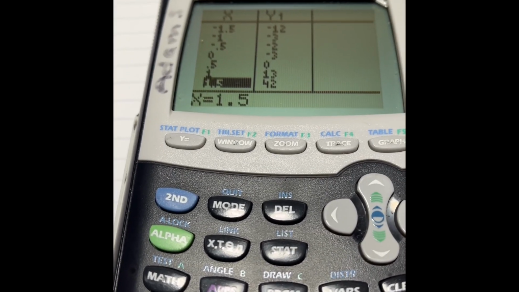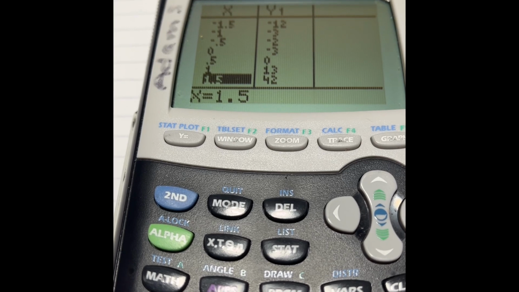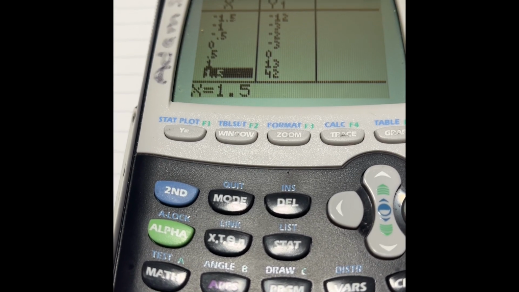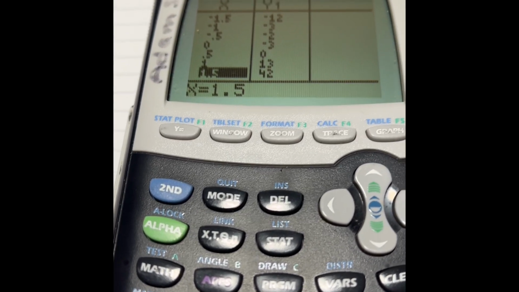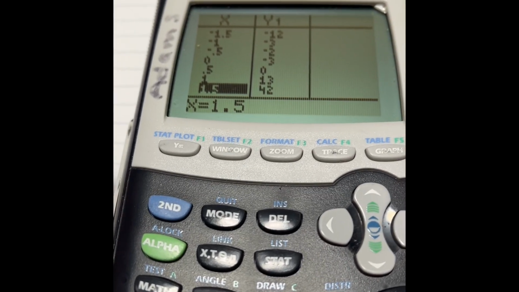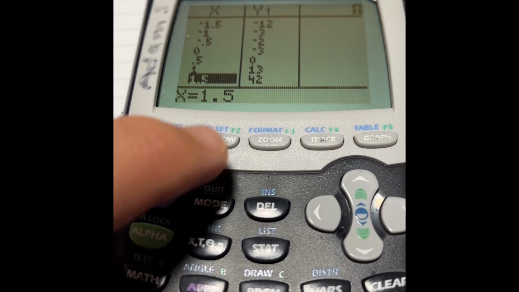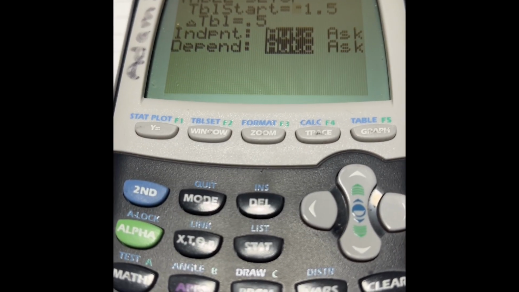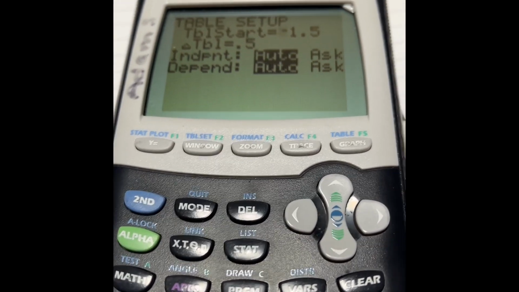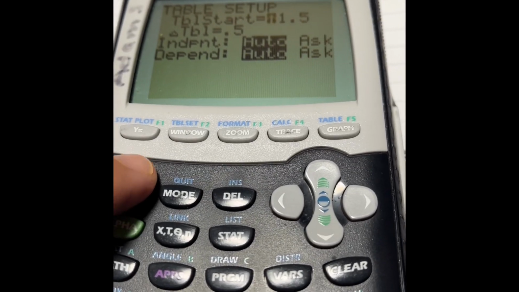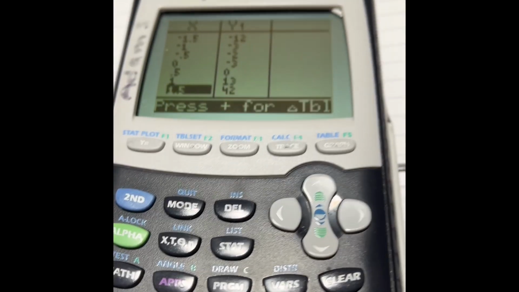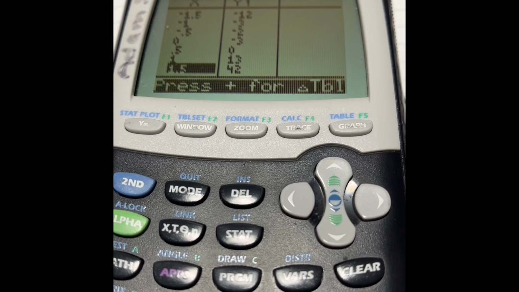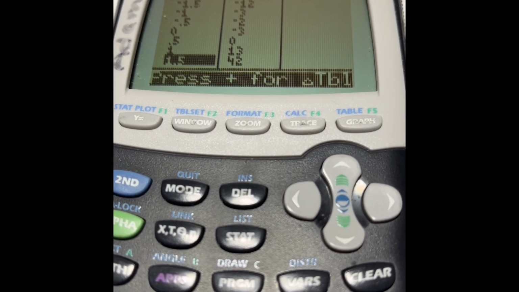Usually my calculator's set on 1 unit, so it would go like, you know, -3, -2, -1, 0, 1, 2, 3, it'd go like that. But I changed mine to 0.5 by hitting second and table set, just so I would have a clearer picture. Notice if I had just been changing by ones, I wouldn't have noticed this because it wouldn't have shown up at 1, but it showed up at 0.5.